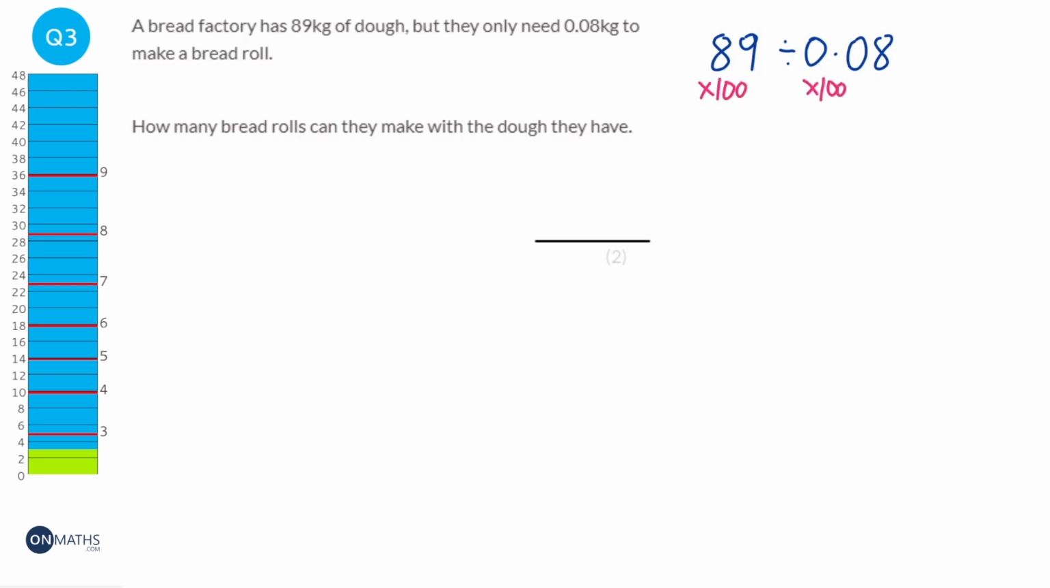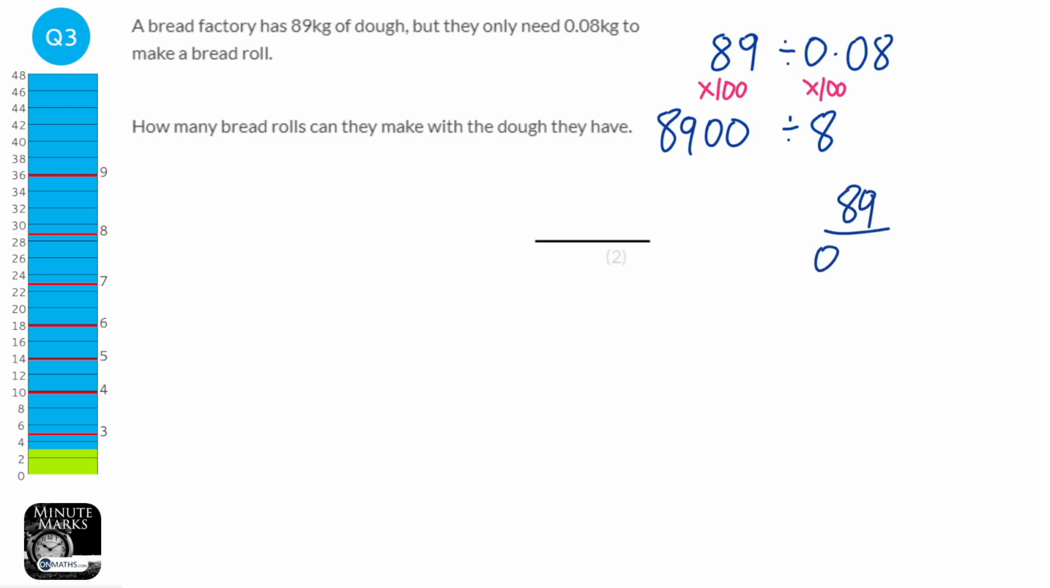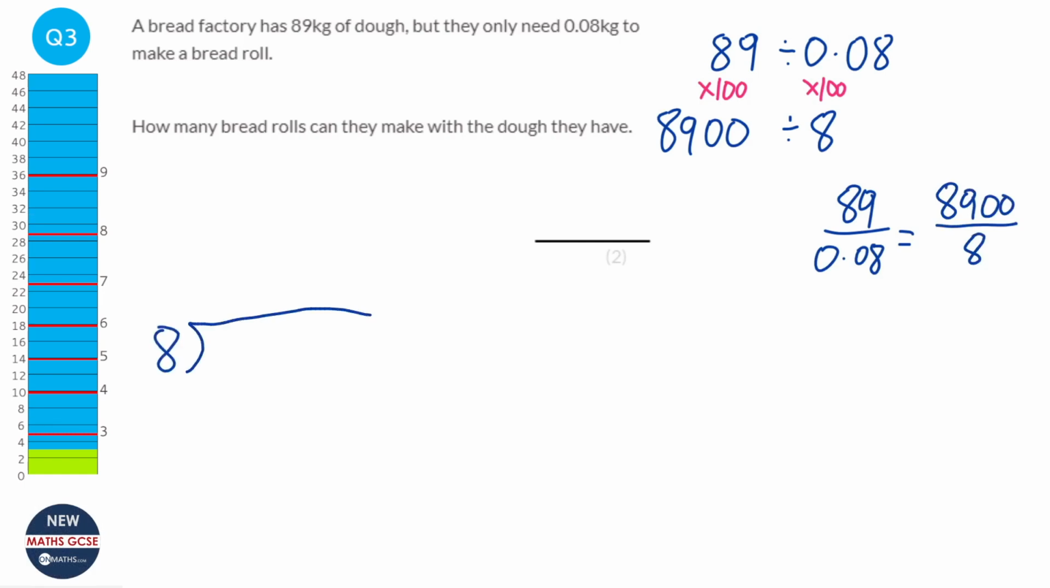because it will make the division a lot easier, because it will make this right hand side, instead of 0.08, it will just make it 8. The reason we can do that is 89 divided by 0.08 is the same as 89 over 0.08, and as a fraction we can just times top and bottom by 100, so it would be 8,900 over 8. So now we can do the bus stop method. So 8 on the outside, and in fact I might use a straighter line here. There we are.